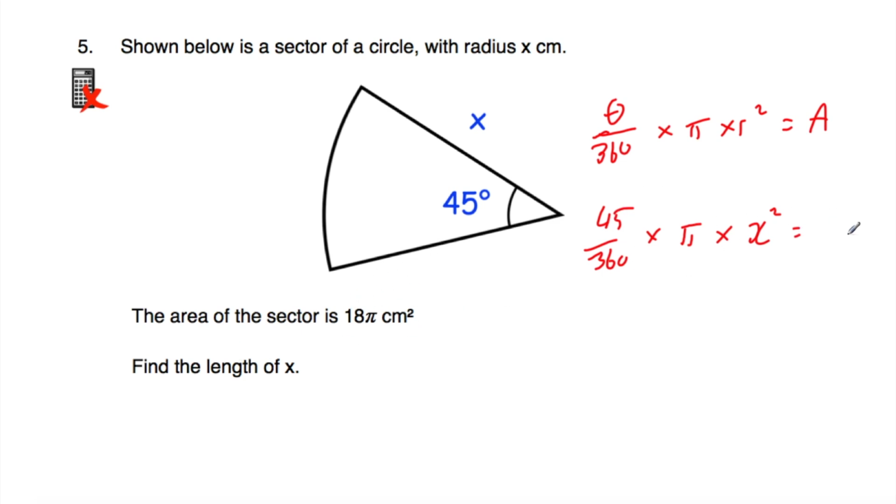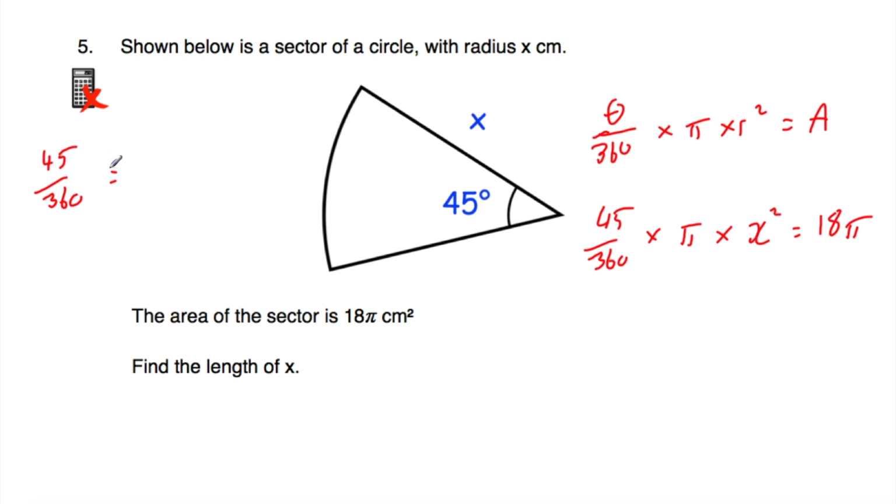So we'll just write down the formula and we're putting it equal to 18 pi, which is the area of the sector. Okay, so we've now got 45 over 360 multiplied by pi multiplied by x squared equals 18 pi. Now the first thing I'm going to do is cancel down this fraction, 45 over 360.